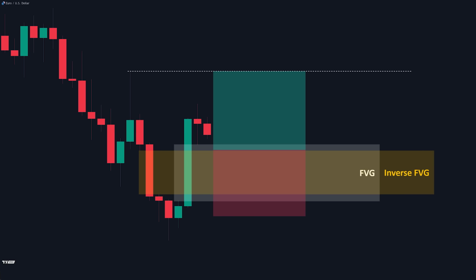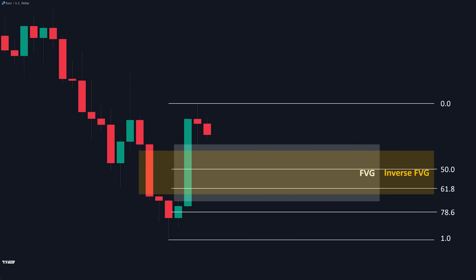So how do you fix this? The answer lies in optimizing your entry to secure a better price and tighter stop loss. One simple approach is to aim for the middle of the zone. While this reduces your risk, the downside is that you might miss some trades if the price reverses before reaching that midpoint. Another technique is to use a Fibonacci retracement tool.